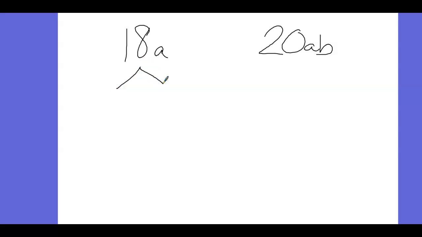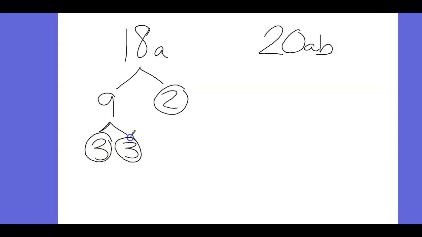Okay. My second example, I have 18a and 20ab. What can I break 18a into? 9 and 2, 2's prime. Then 3 and 3. Where have we seen the word prime before this week? On our bell work. Again, why I had you do that. Okay, so what else do I have though? I also have an A. So it's 2 times 3 times 3 times A.